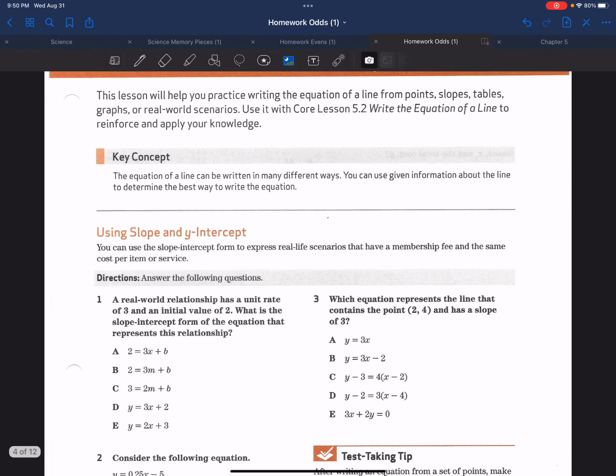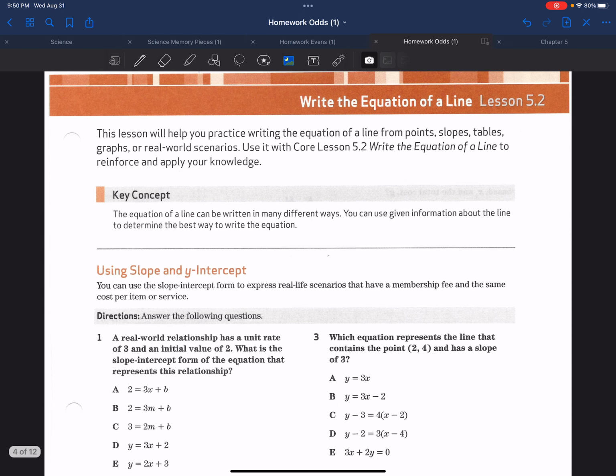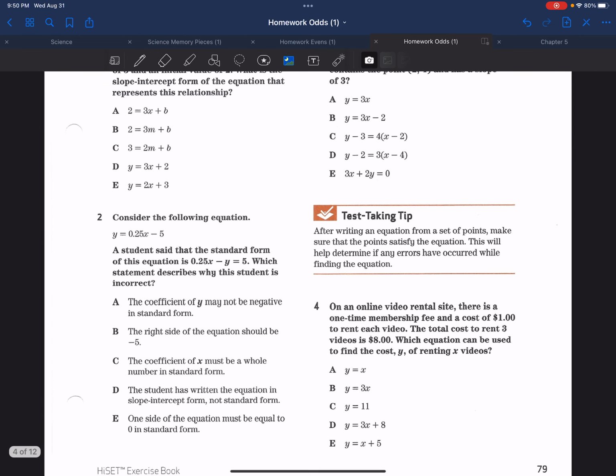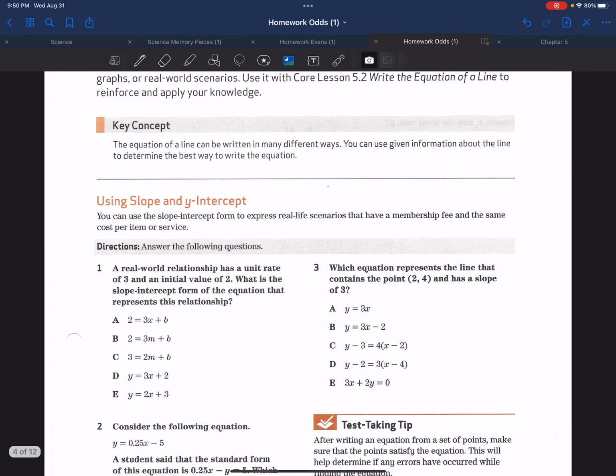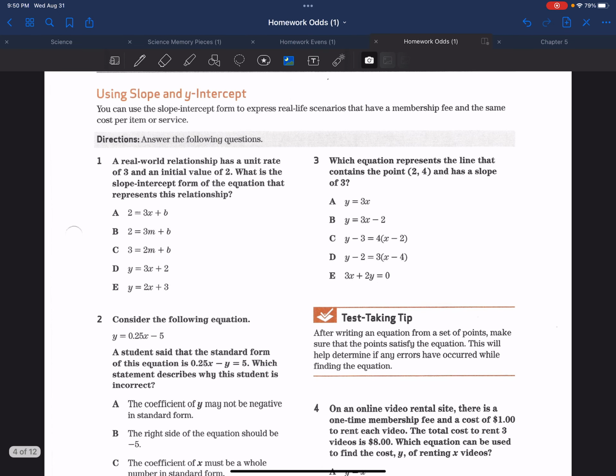Welcome back for the exercise problems for 5.2. This is the exercise book and we are on page 79. The first lesson is about slope and y-intercept. So I would expect to see quite a bit on this page about slope-intercept form. So let me just remind you what that looks like.